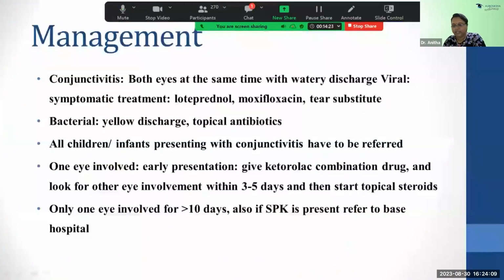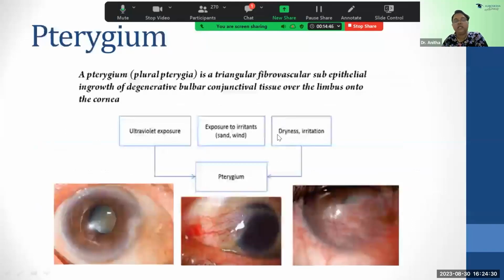So management, as I said, if viral conjunctivitis, early presentation, give anti-inflammatory first. If the other eye is involved within 3 to 5 days, start topical steroids. If only one eye is involved for more than 10 days, and if SPKs are there, refer to the base hospital. Bacterial conjunctivitis can be treated at the base hospital. All children and infants with conjunctivitis have to be referred.